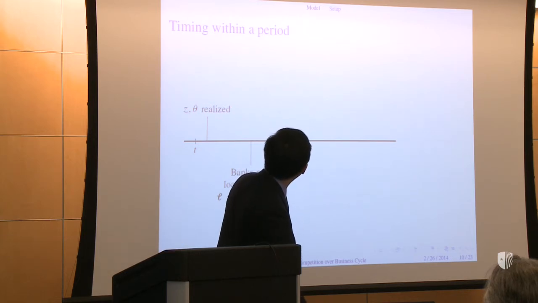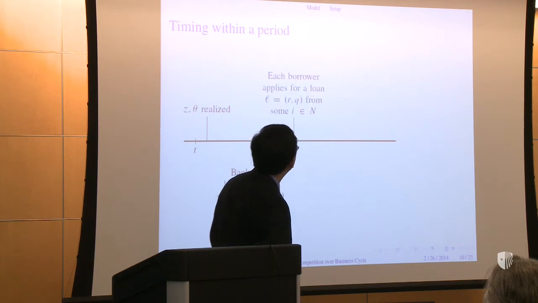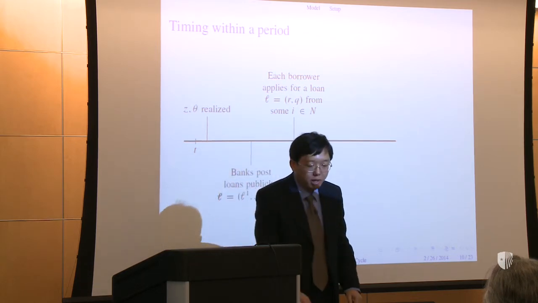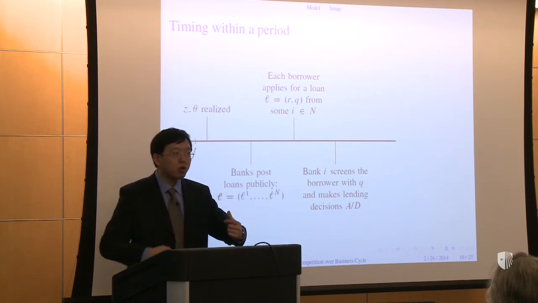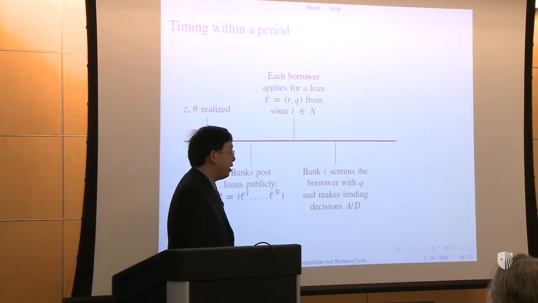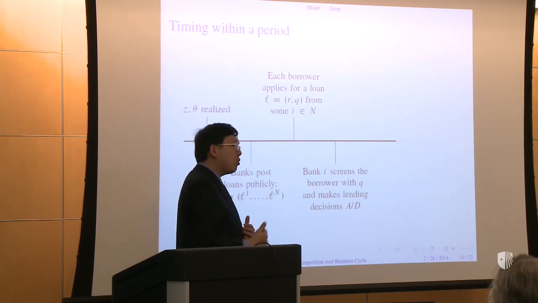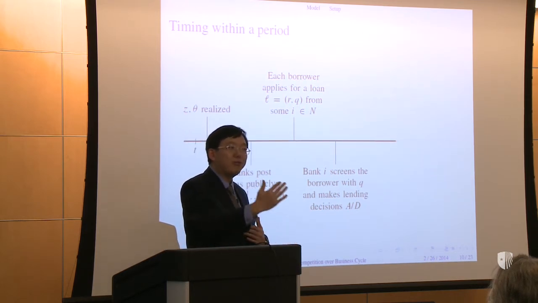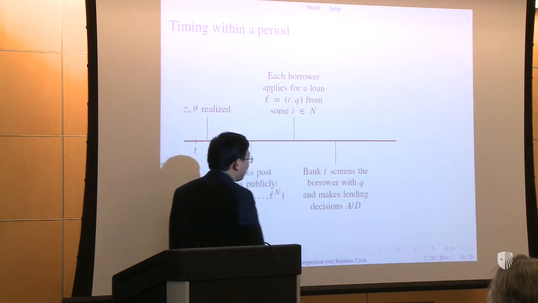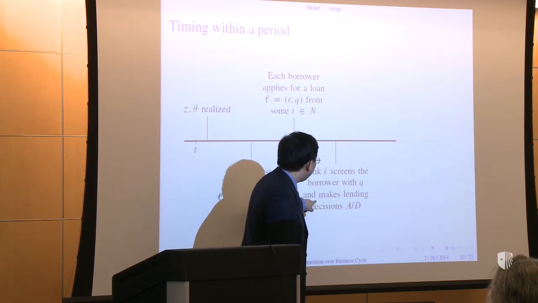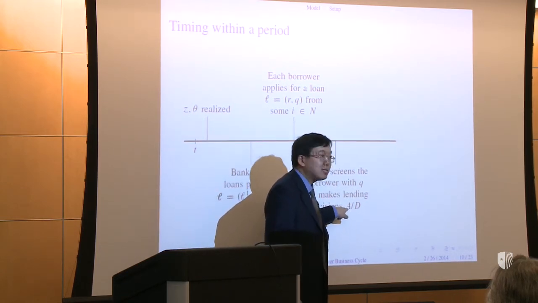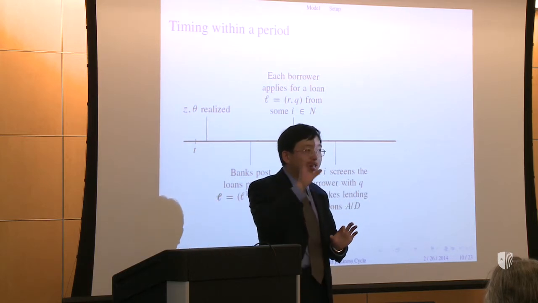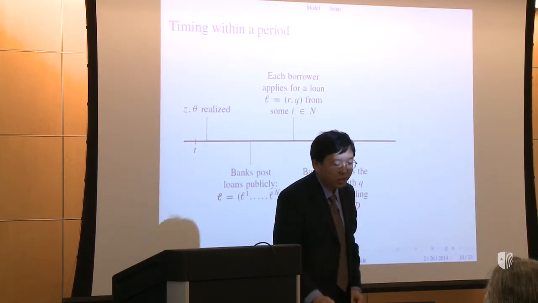Now come back to the timing. After the banks post loans publicly, each borrower is going to apply for a loan L from some bank i. And then the borrower goes to the bank, and the bank says, let's sit down, you submit your profile, and I'm going to review it, do the screening process, and then I will tell you whether you're qualified for a loan or not. The bank i screens the borrower with intensity Q and makes the lending decision, A or D. A stands for approval, D stands for denial, based on the signals the bank obtains from the screening process.